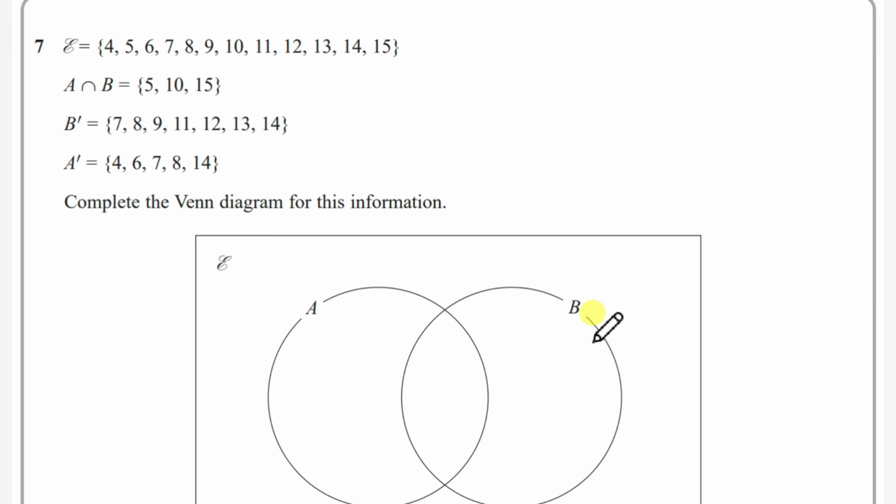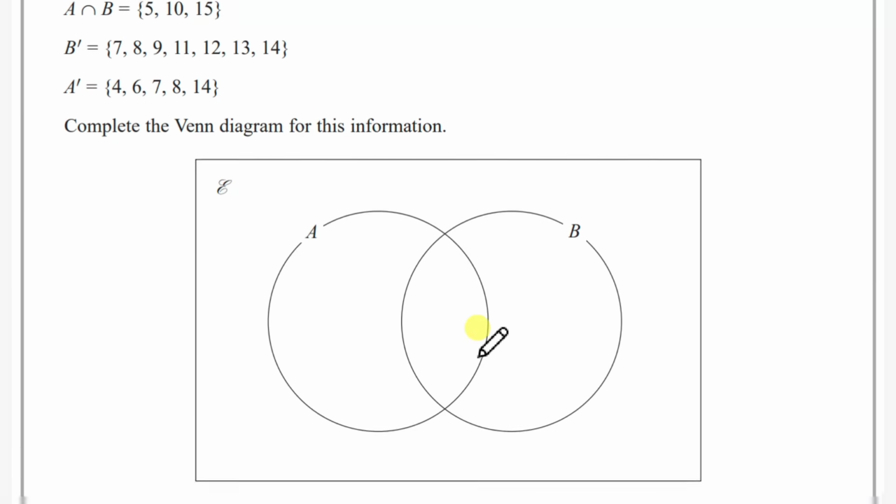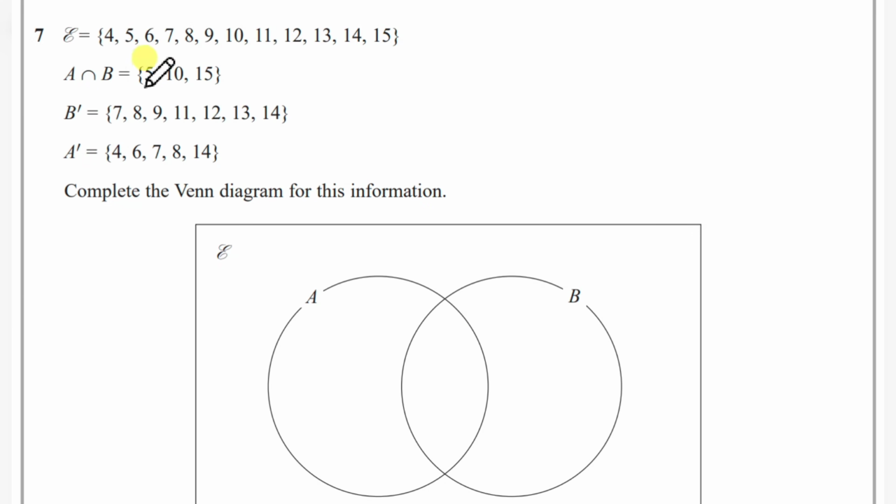Now, let's move on to number 7. So, set theory, yeah? And you've got Venns as well. So, this is known as the universal set. You've got pretty much all the numbers that are allowed to go inside this box in the Venn diagram. So, from 4 all the way to 15. Now, it tells us that when A and B intersect, you get 5, 10, 15. So, that means the middle part should be 5, 10, 15. This symbol means intersecting, what they have in common. So, let's just enter it in. So, it'll be 5, 10, 15. Okay, cool.